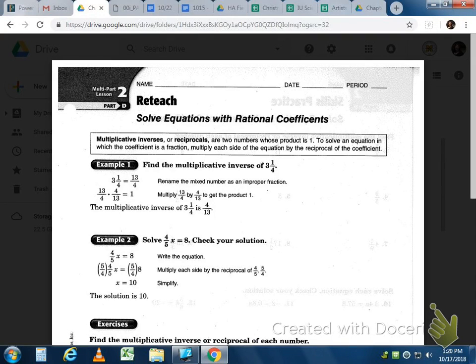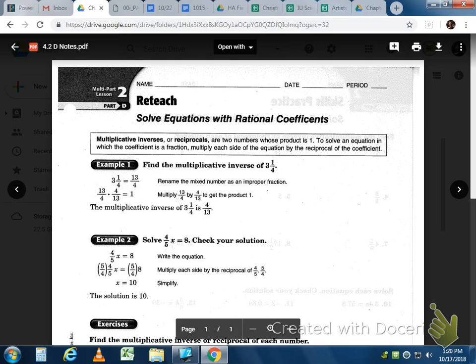Lesson 4.2D, solve equations with rational coefficients. So, first of all, I'm going to read what's in the box. Multiplicative inverses or reciprocals are two numbers whose product is 1. To solve an equation in which the coefficient is a fraction, multiply each side of the equation by the reciprocal of the coefficient. So here's what we're talking about.